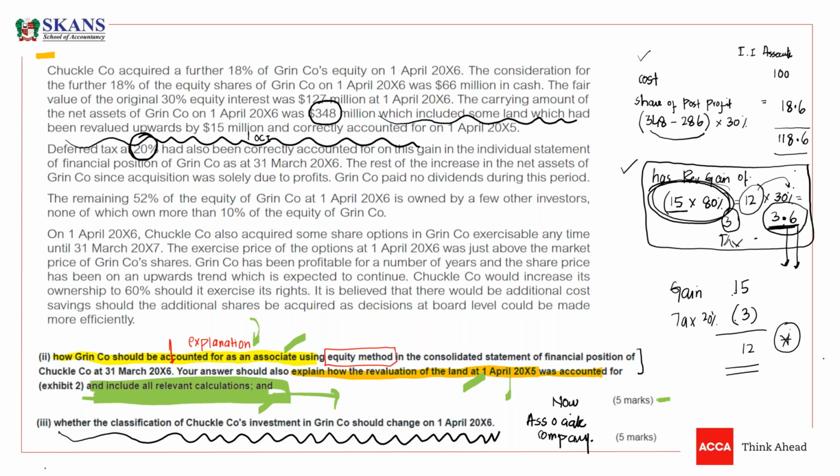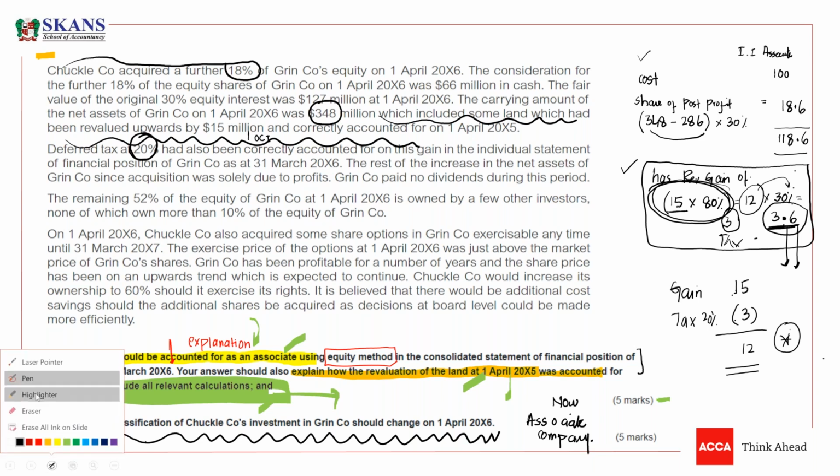And what is the line here? They are saying that C company acquired a further 18% in Green company. So guys, we have acquired a further 18% in that company. So this is the situation. So what to do now?